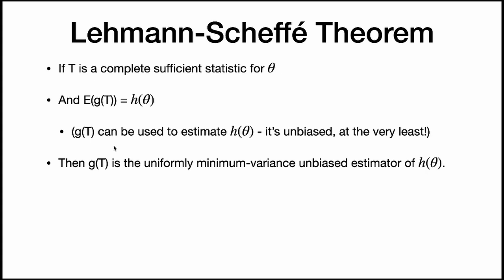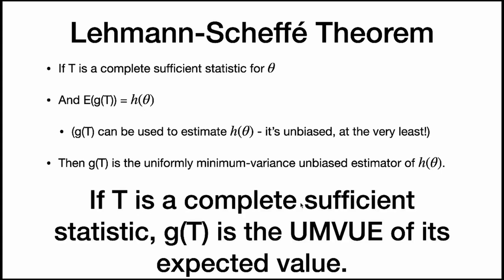Okay, so what this means is when we have a complete sufficient statistic t, and we take some function of it, that will have an expected value that depends on theta. And we don't even have to check what the variance of this is and prove that it's the best. It's always going to be the best. g of t is always going to be the minimum variance unbiased estimator of h of theta. If t is a complete sufficient statistic, g of t is the UMVUE of its expected value. So estimators based on complete sufficient statistics are the best unbiased estimators, always.